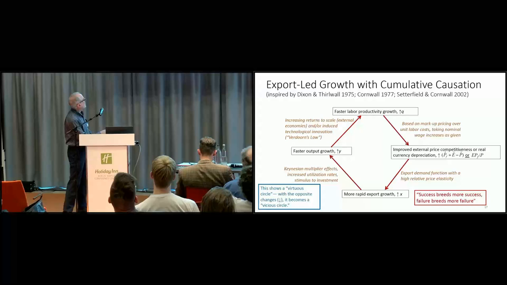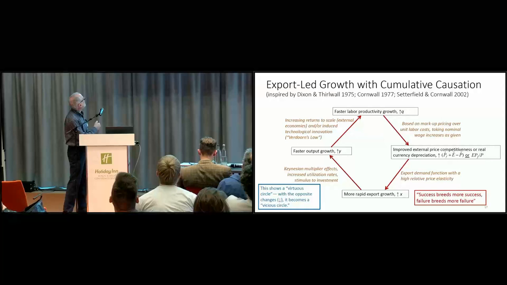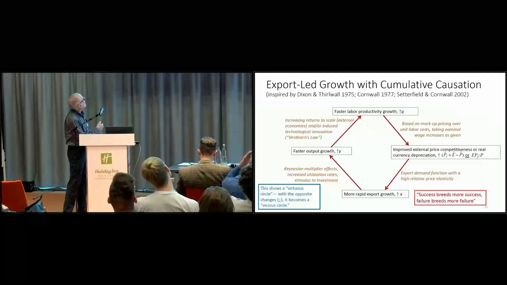So if a country has faster growth of exports, this leads to Keynesian multiplier effects, increased utilization of capacity, and stimulates investment. All of those lead to faster growth of output. Faster growth of output then passes through Verdoorn's law, which is the expression, I'll show you the equation in a moment, for the increasing returns to scale and induced technological innovation. Those in turn lead to faster growth of labor productivity. Little q in our notation is the growth rate of labor productivity. Little y is the growth rate of output.